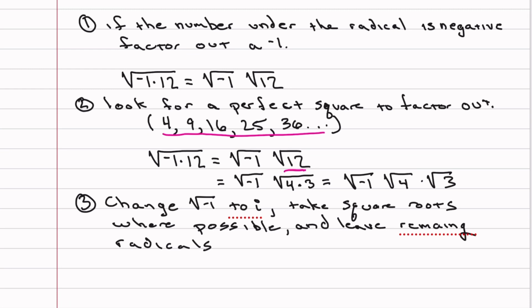And for our final step, I'm going to take this and convert it into our final answer. I'll convert the square root of -1 into an i. The square root of 4 will become plus or minus 2, and then the square root of 3 can't be simplified any further. And I'm going to write the 2 first, and then the i, and then the square root of 3. And that's our final answer.